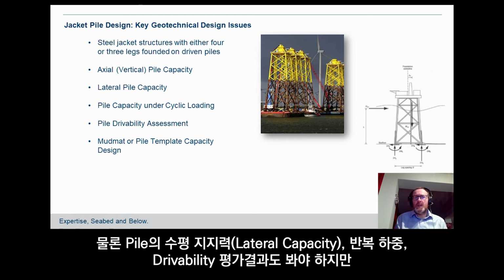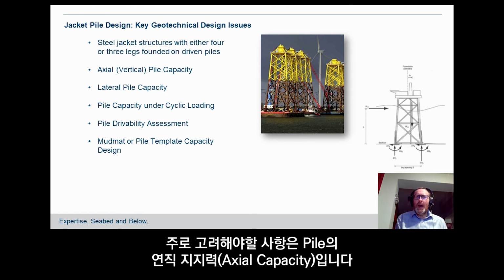We do have to check lateral pile capacity and look at cyclic loading as well, and we do have to undertake drivability assessments as well, but axial pile capacity is one of the main issues.